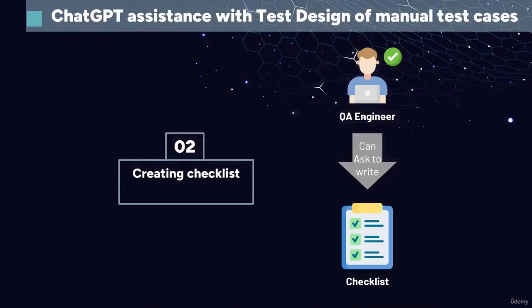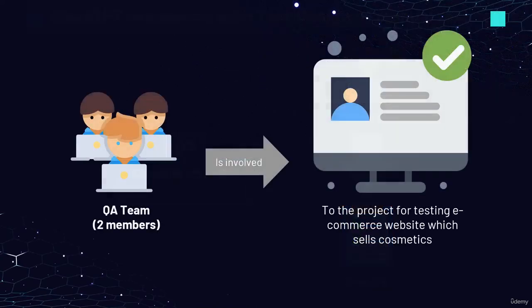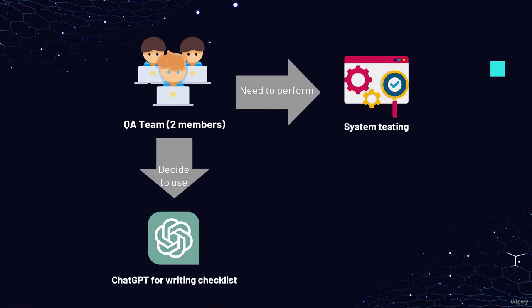Let's consider the example of such a process. Imagine that the QA team is involved with the project for testing an e-commerce website which sells cosmetics. The team consists of 2 QA engineers. The project is currently at the development stage and system testing should start soon. Since the testing team consists of only 2 people and writing test cases is time-consuming, they decide to write a checklist for testing such a website using ChatGPT.